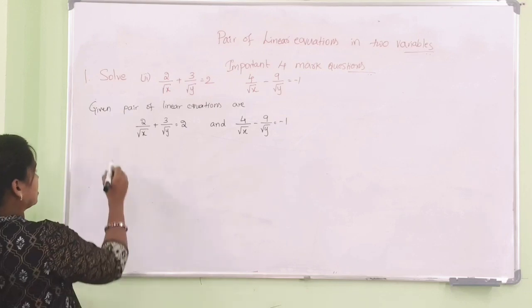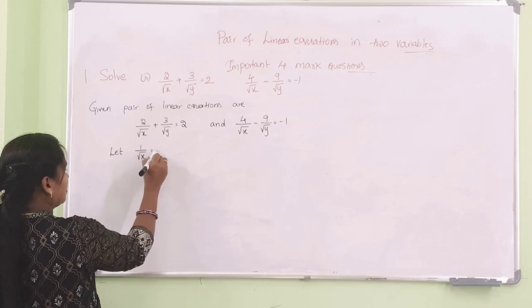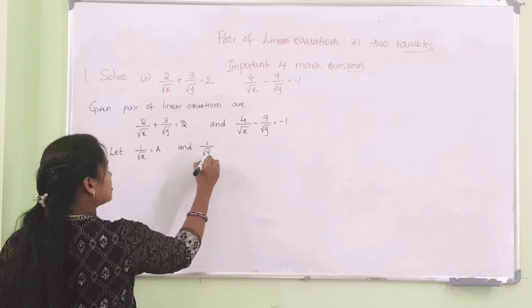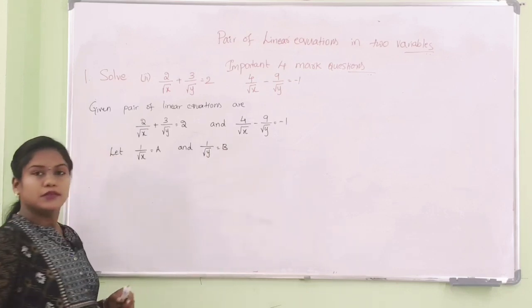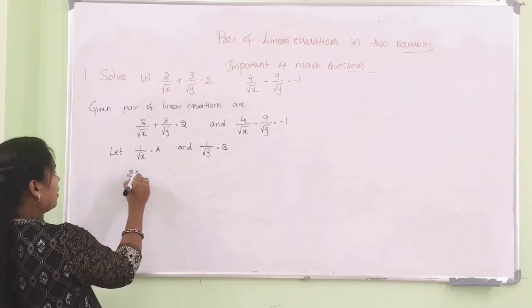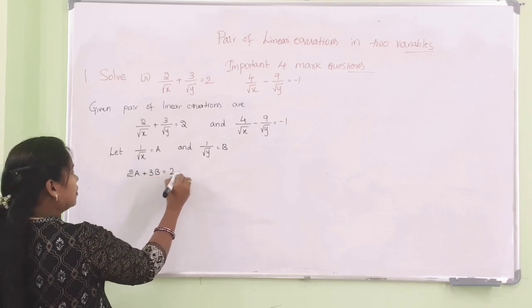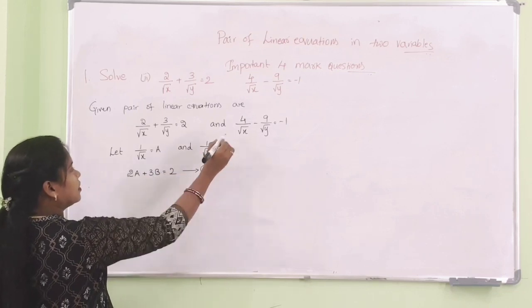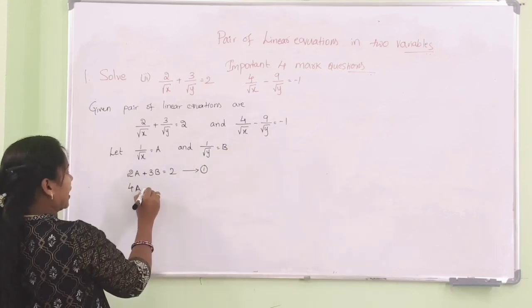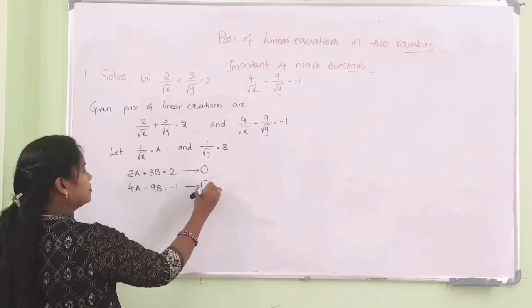So here we have to consider 1 by root x is equals to a and 1 by root y is equals to b. Then the given equations will become 2a plus 3b is equals to 2. Make it as equation 1 and 4a minus 9b is equals to minus 1. Make it as equation 2.